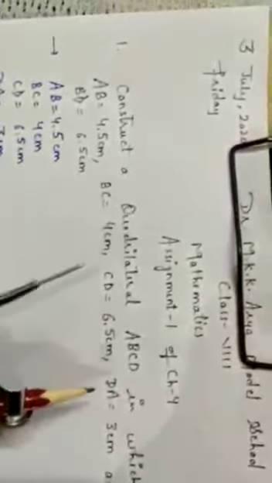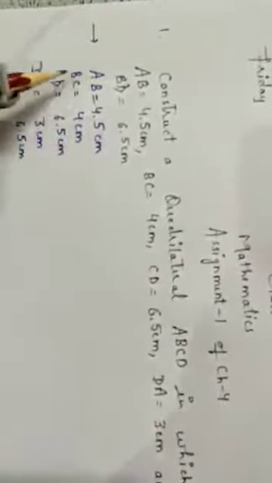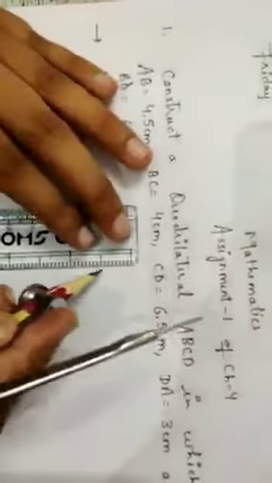Starting with sum number 1, the statement is: construct a quadrilateral ABCD in which AB is 4.5 cm, BC 4 cm, CD 6.5 cm, DA 3 cm and BD is 6.5 cm. Here all the measures of sides are given, out of which one is a diagonal. So first of all, we'll make a rough figure of ABCD.